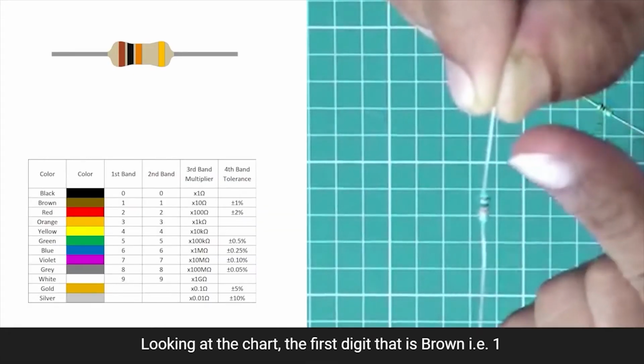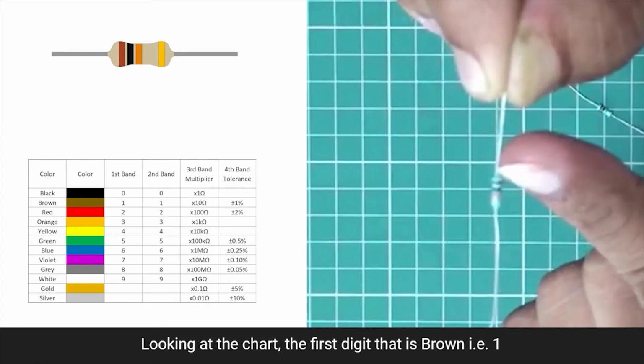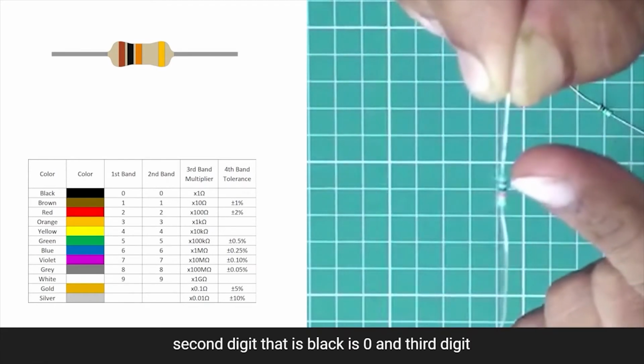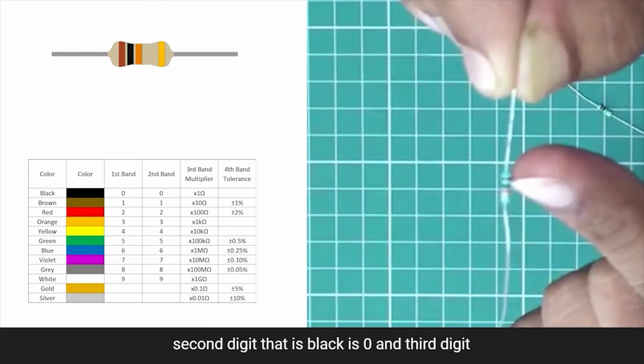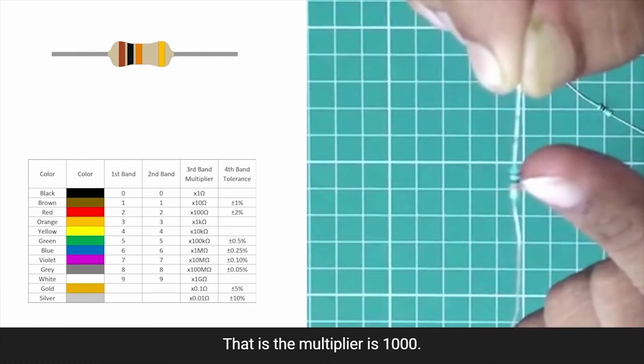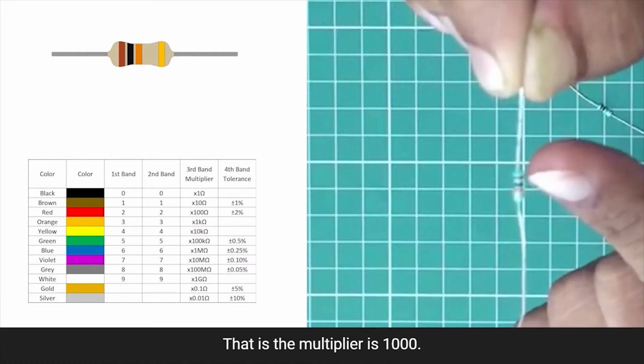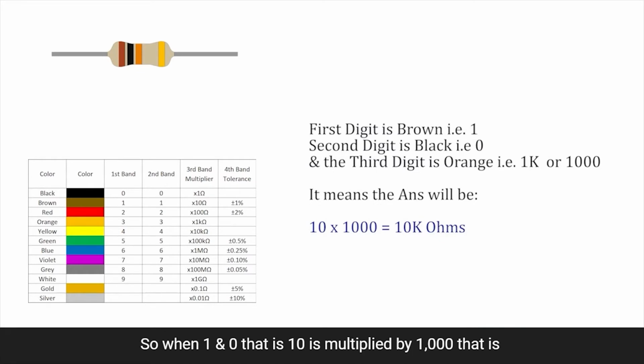So looking at the chart, the first digit, that is brown, is 1. The second digit, that is black, is 0. And the third digit, that is the multiplier, is 1000. So when 1, 0, that is 10, is multiplied by 1000, that is 10k. So it is a 10 kilo ohm resistor.